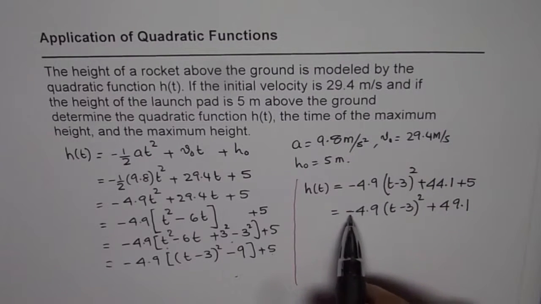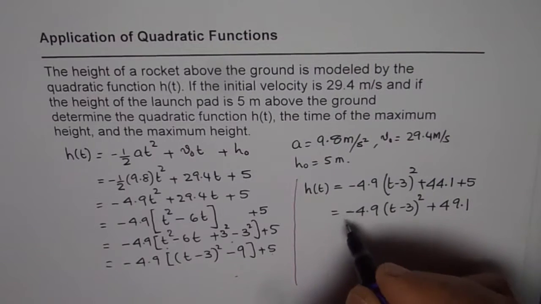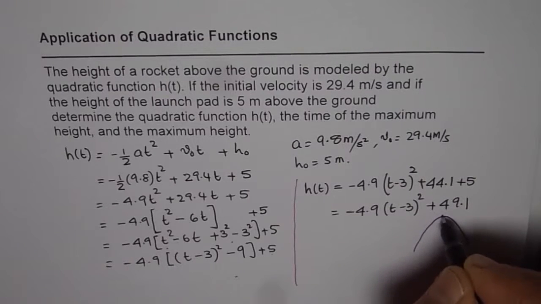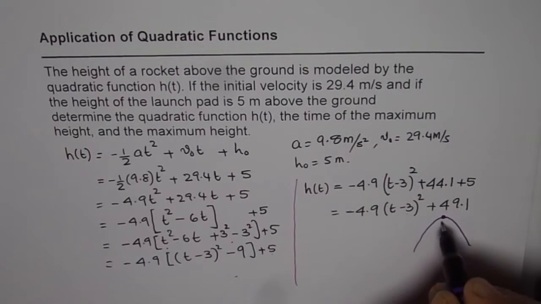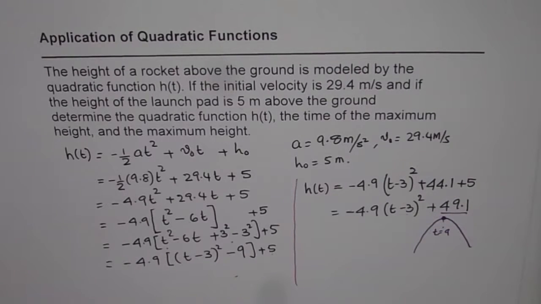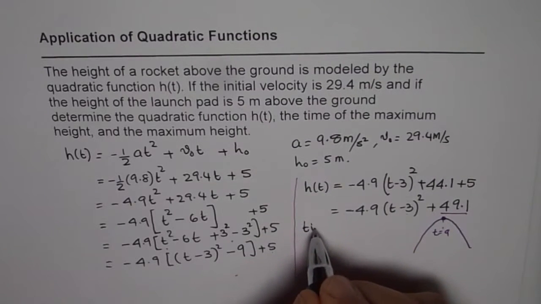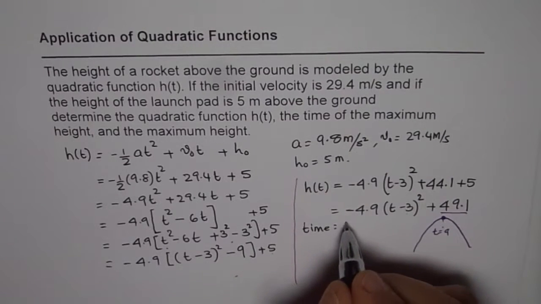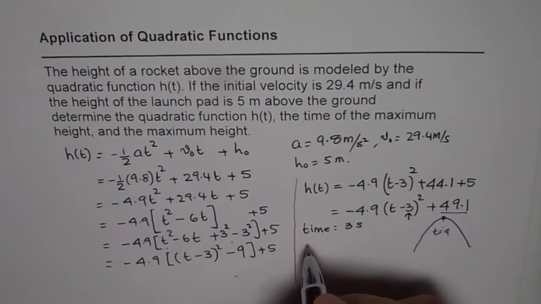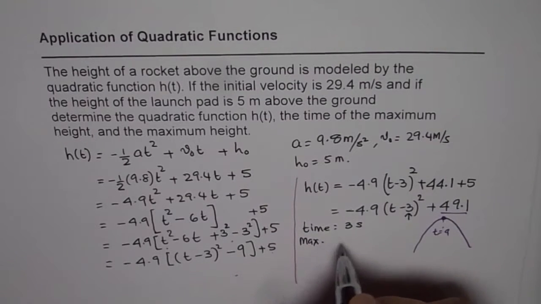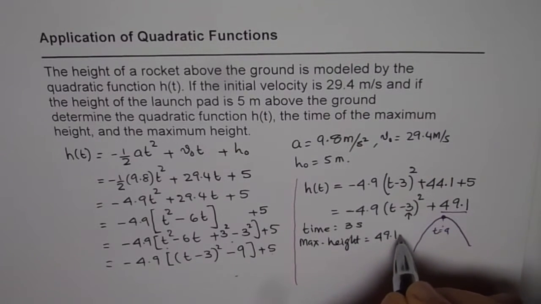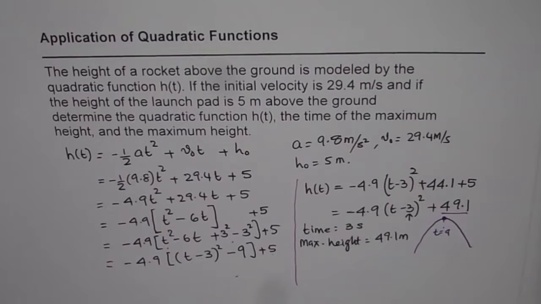So the maximum, since this is minus, right, this is negative, that means we are expecting a parabola which will be kind of like this, right, where this point is going to be at t equals 3, and the y value will be 49.1. So we can answer time will be 3, and the units are seconds, right, because meters per second. So it is 3 seconds, that is this 3, and the maximum height will be 49.1 meters. Correct? So that is how we can actually solve this question.